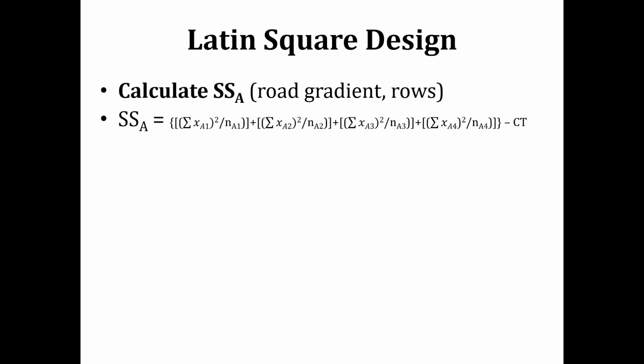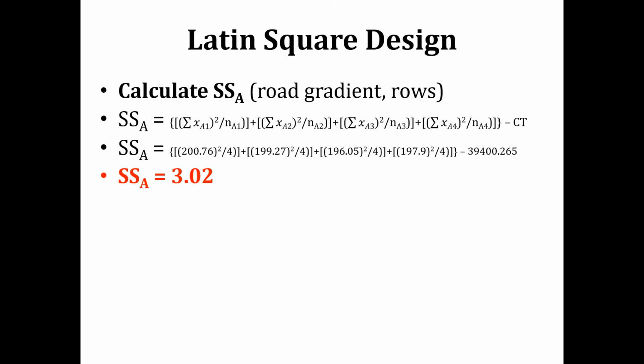Now we calculate the sum of squares for the road gradient, which is presented in rows. So this is gradient A and this is the formula. So we had 4 blocks according to this gradient of rows, which were 4 rows. So we put in the values for each of these rows, take their sum and subtract it from the correction term. So here we input the values for these 4 blocks, for these 4 gradients of the road, and we subtract it from the correction term, and we get the value for the sum of squares A, which is the sum of squares due to the road gradient, and this is 3.02.